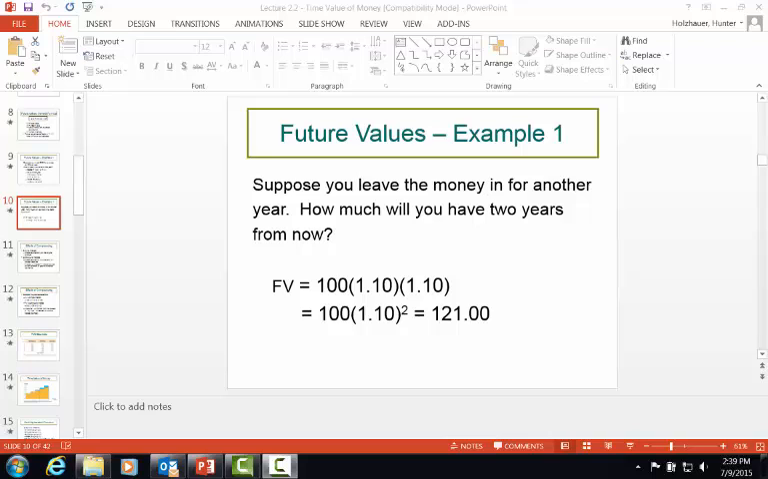I think using exponents makes a lot more sense, especially as these numbers get bigger. If the exponent was 7 or 10 or 15, you wouldn't want to have to write 1.1 out 7 times or 10 times or 15 times. You'd want to be able to just succinctly write it using an exponent.